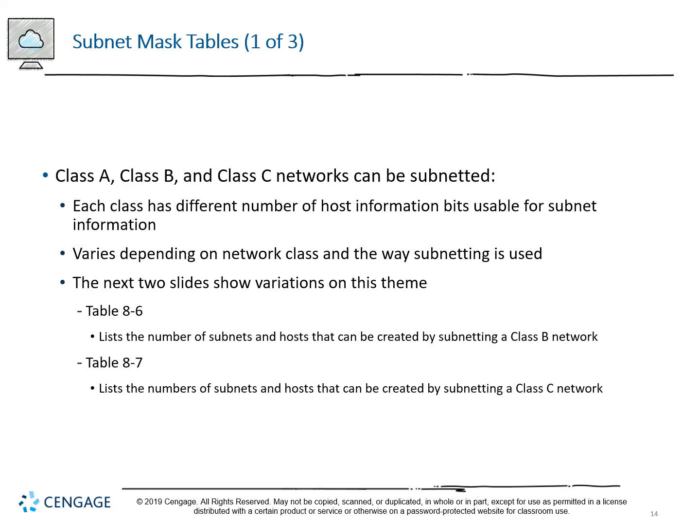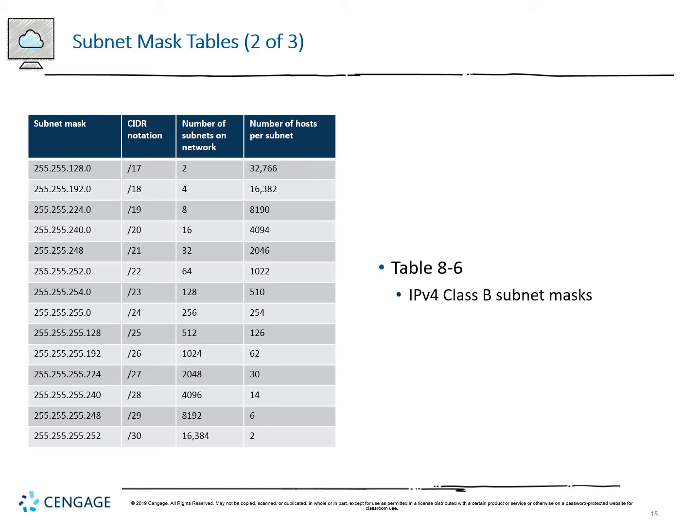So let's look at 8.6 first. Here we can see a standard list of class B subnet masks. Working our way up from a /16, which would be a class B division, we go to /17, 18, 19, 20, and so on. So when we get to a /17, we now have 2 subnets. Each of them is able to support 32,766 hosts. That is half of the previous 65,536 that we would have had.